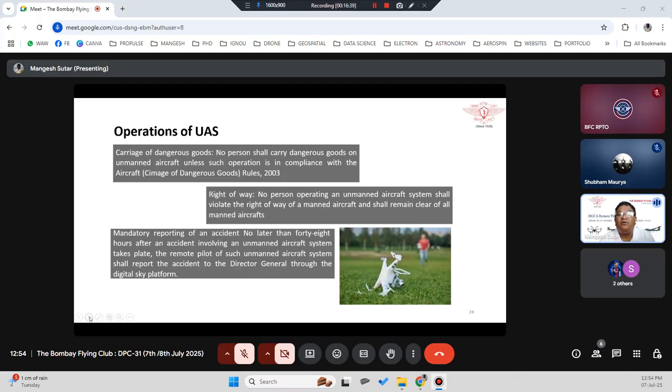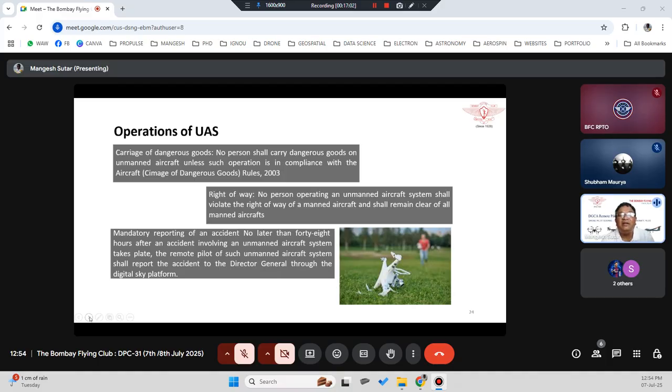Then right of way: no person operating an unmanned aircraft system shall violate the right of way of a manned aircraft. Priority will always be given to commercial or civil airlines, which are called manned aircraft. Manned aircraft will always get first priority of flight, and you shall always remain clear of all manned aircraft.